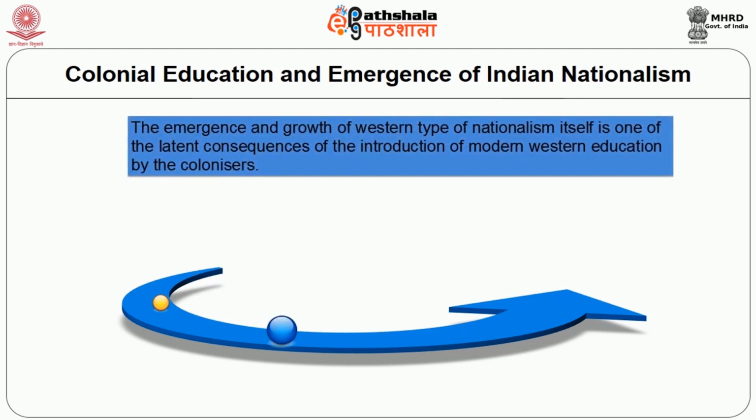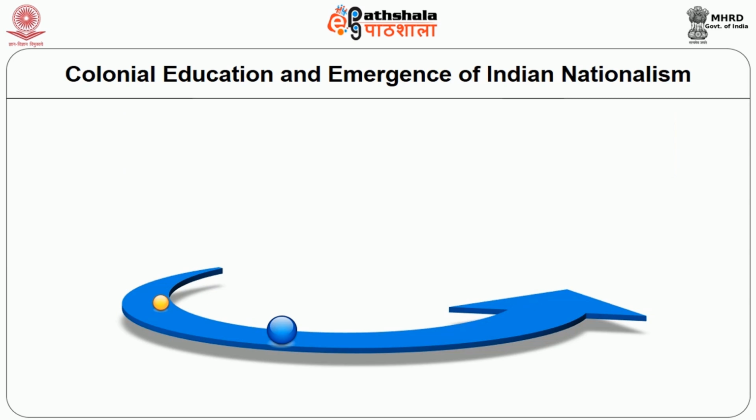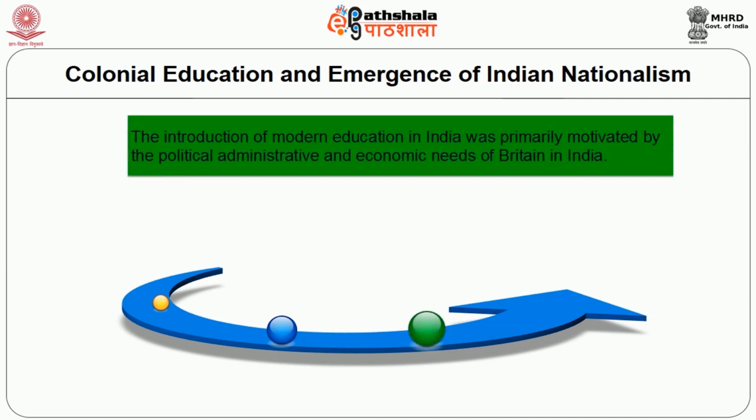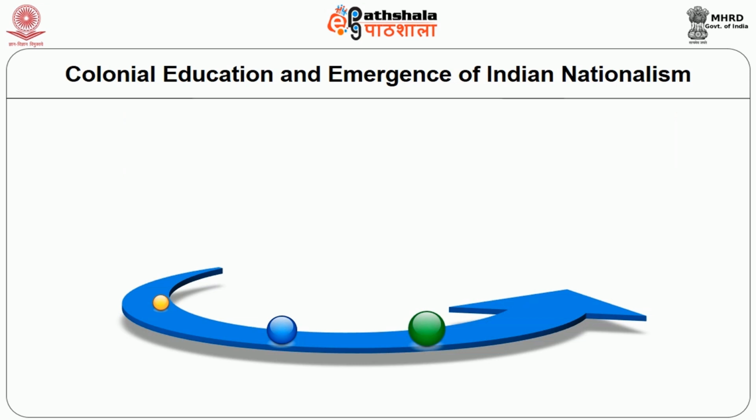The emergence and growth of Western type of nationalism itself is one of the latent consequences of the introduction of modern Western education by the colonizers. The introduction of modern education in India was primarily motivated by the political, administrative and economic needs of the British and the other colonial masters in India.